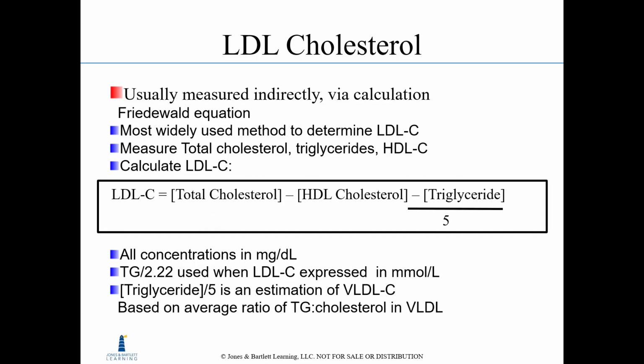LDL cholesterol is usually measured indirectly via calculation, or the Friedewald equation. It is the most widely used method to determine LDL-C. You measure total cholesterol, triglycerides, and HDL-C, and then calculate LDL-C using the Friedewald equation: total cholesterol minus HDL cholesterol minus triglycerides divided by 5. All concentrations are in mg per deciliter.